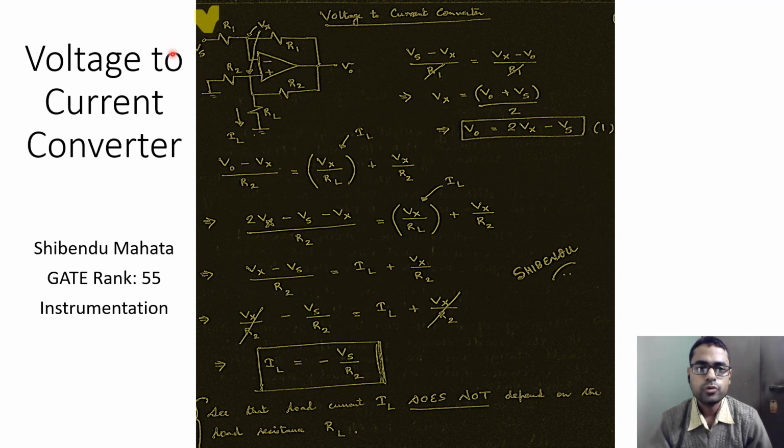So this is the input Vs and this is the output, which is our current source IL. And because this is a voltage to current converter, this current source IL will have a Norton equivalent circuit such that the Norton resistance will be equal to infinite ohms. Or in other words, it can be proved that this source IL behaves as an ideal current source.